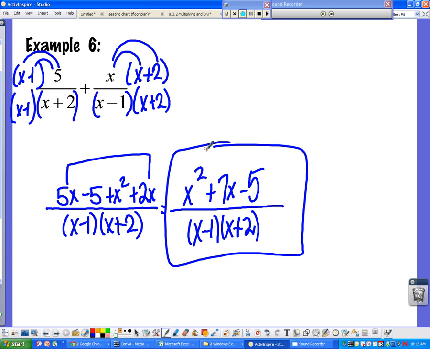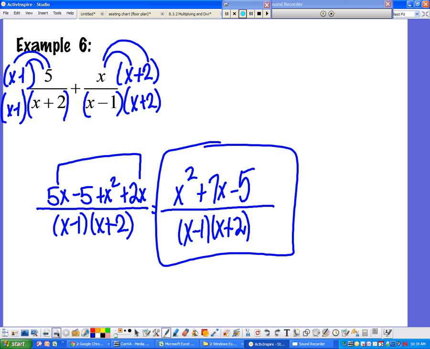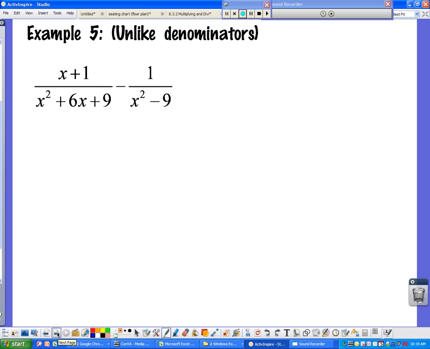Okay? All right, so let's take a look at example number 5. Again, we don't have like denominators. I have x squared plus 6x plus 9 on top, and on the bottom, I have x squared minus 9. Now, since this is a subtraction problem, the first thing I'm going to do is change those signs. Now, you would probably want to be in the habit of saying, hey, I can go ahead and simplify that plus 1 and negative 1. But remember, we can't do that because we don't have common denominators.